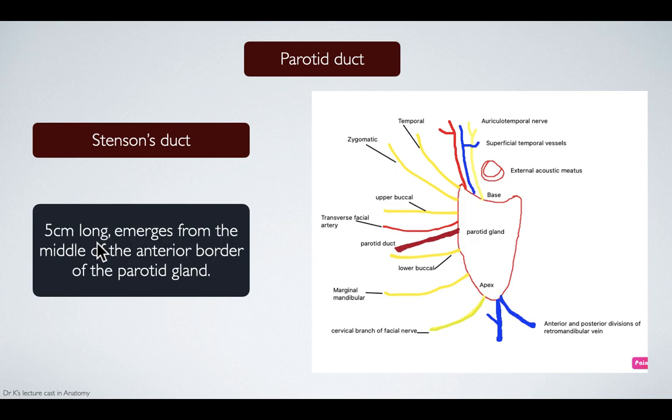It is 5 centimeter long, and when we read about the relations of the anterior border of the parotid gland, we saw the branches of the facial nerve emerging, we saw the transverse facial artery, and here is the parotid duct. So the situation, how can you say? You can say the parotid duct emerges from approximately the middle of the anterior border of the parotid gland.